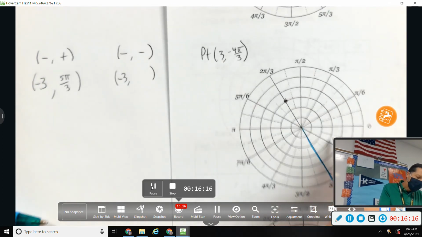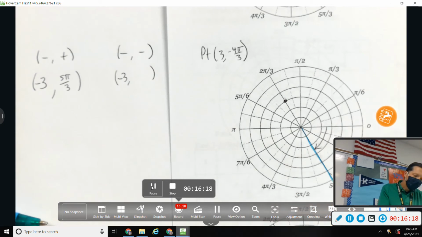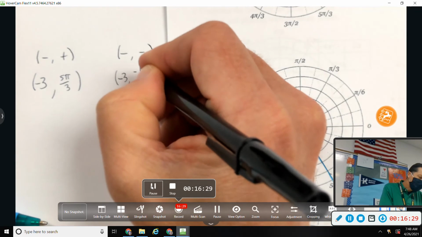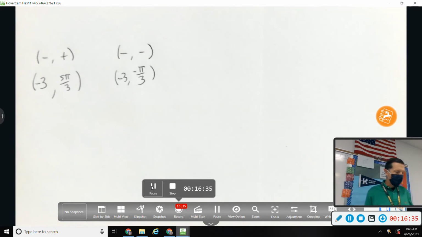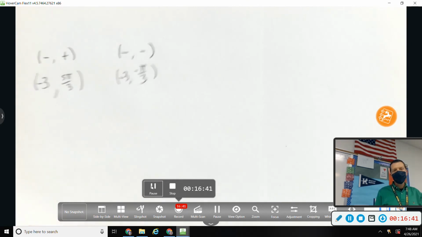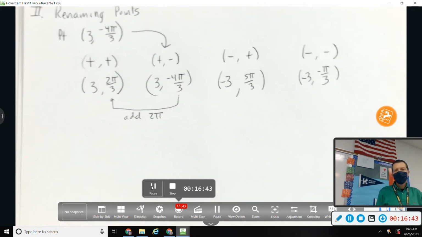So what's this angle? How far is that opening? So we go backwards -pi over 3. So renaming points, again, you can memorize, we'll add 2 pi, add pi, subtract pi. Don't do any of that. I think it's better to just plot the point and figure out the ways to get there.